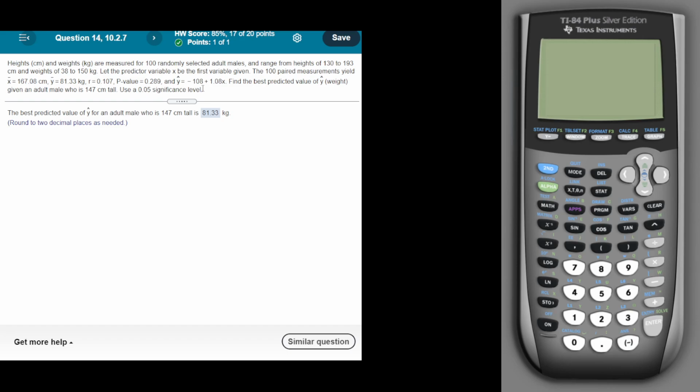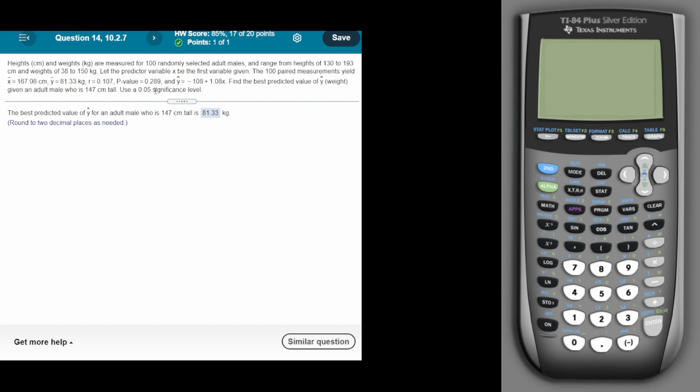Another thing, look up the definition between correlation and regression. I know I shouldn't put them both together like that, but I'm just here to help you get an A. Anyway, your p-value is greater than your sig, so this is a fail to reject, so you cannot use your equation. You're forced to find the mean of your Y. They gave it to us, 81.33, so that's the answer.